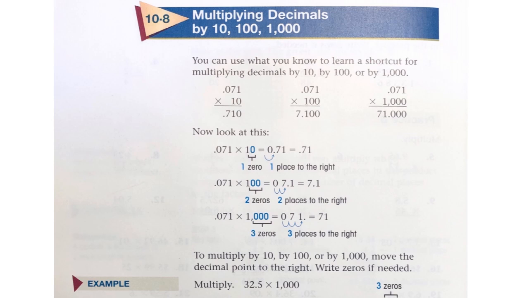Basic Math, Chapter 10, Section 8, Multiplying Decimals by 10, 100, 1000. You can use what you know to learn a shortcut for multiplying decimals by 10, 100, or by 1000.